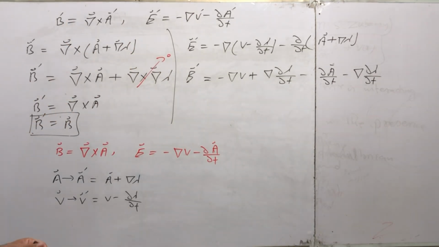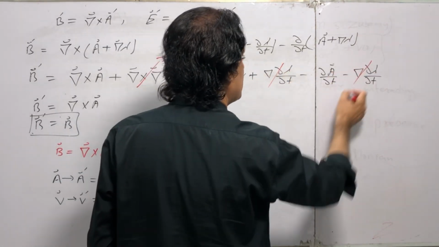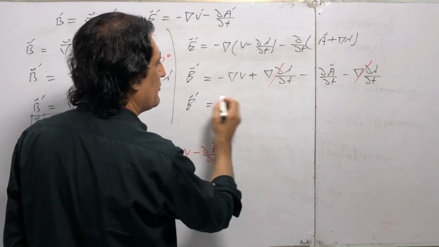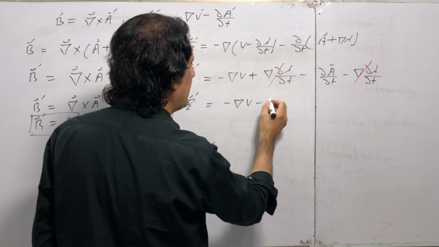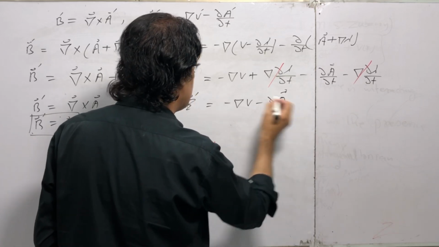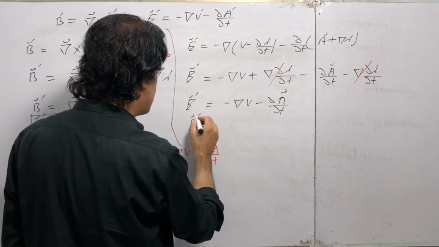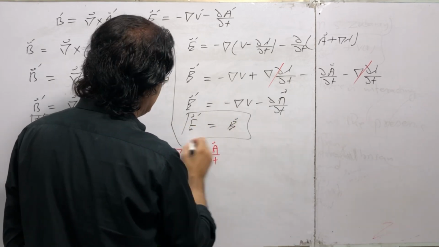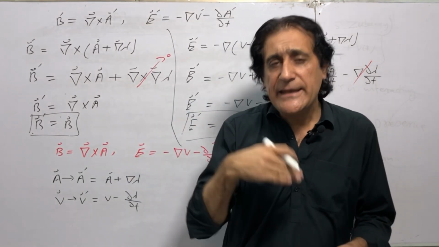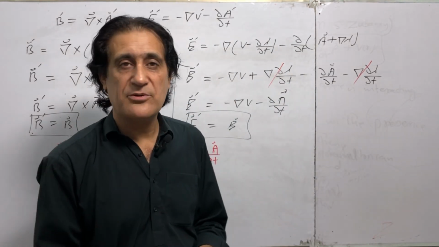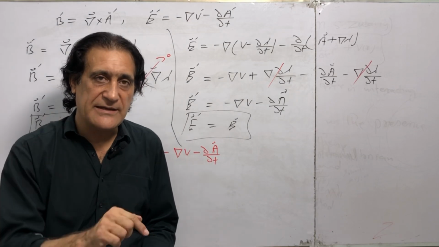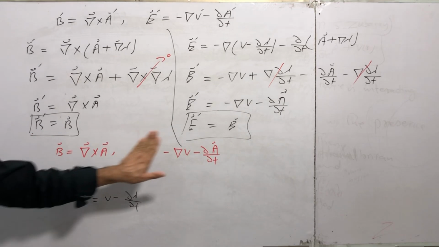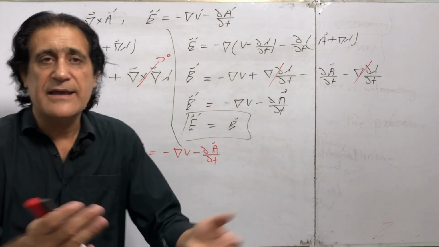And here, as these terms cancel out, we can say that E prime is equal to minus del V minus partial A divided by partial t, and from this relation this is actually equal to E. So E prime is equal to E after incorporating the change in the vector potential and scalar potential, and we get B prime equal to B and E prime equal to E. So this is known as gauge transformation.